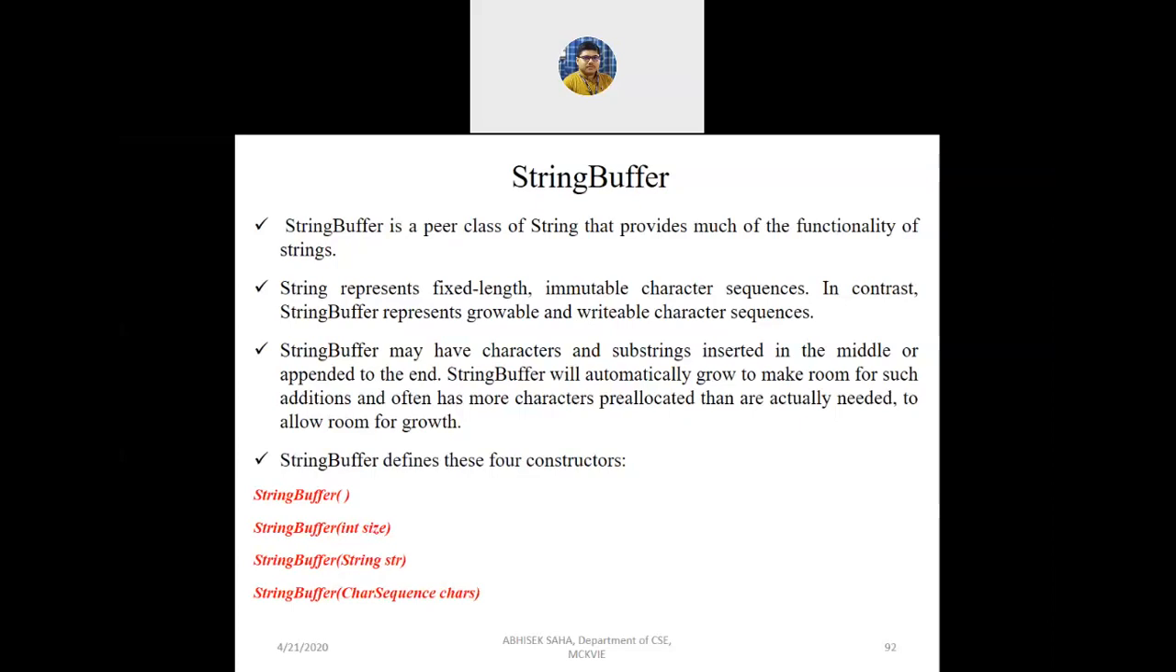So these are the four constructors of string buffer. First one is the default. Second one is taking an integer size. I'm explaining all these four in the next slide. Third one is taking a string itself. And fourth one is taking a character sequence. Fine. First one, it's a default one. Second one, it's taking a size. Third one, taking a string str itself. And fourth one, it's taking a character sequence.